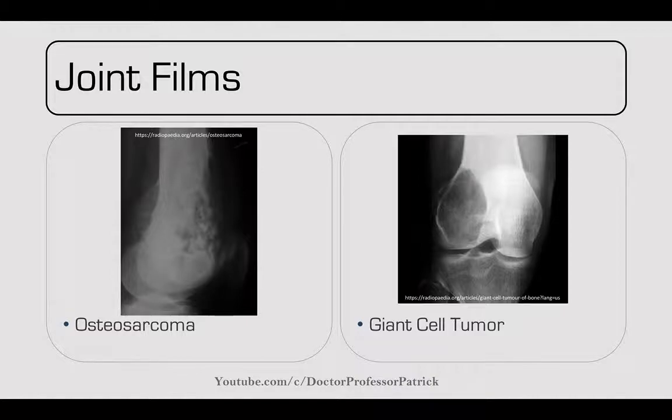Next up, we will finish off internal medicine with dermatology and immunology.